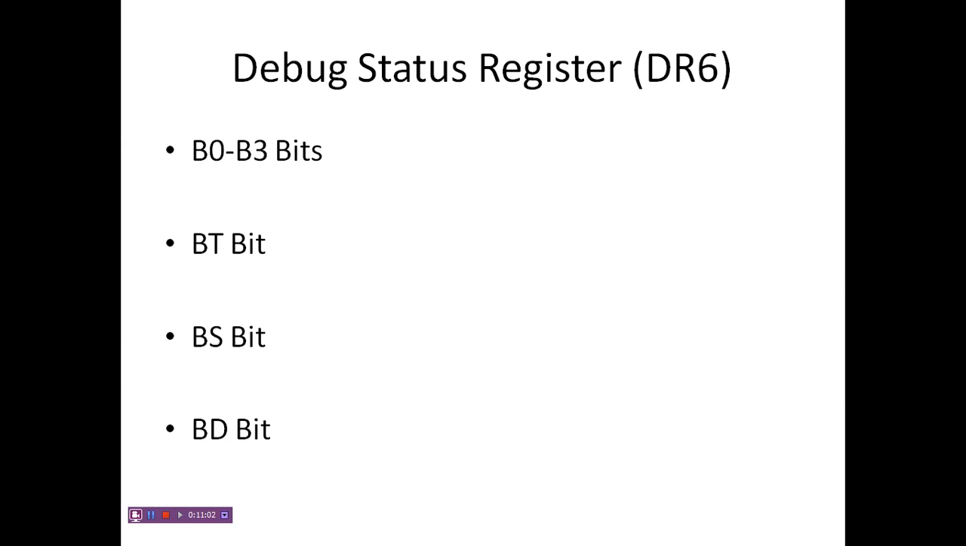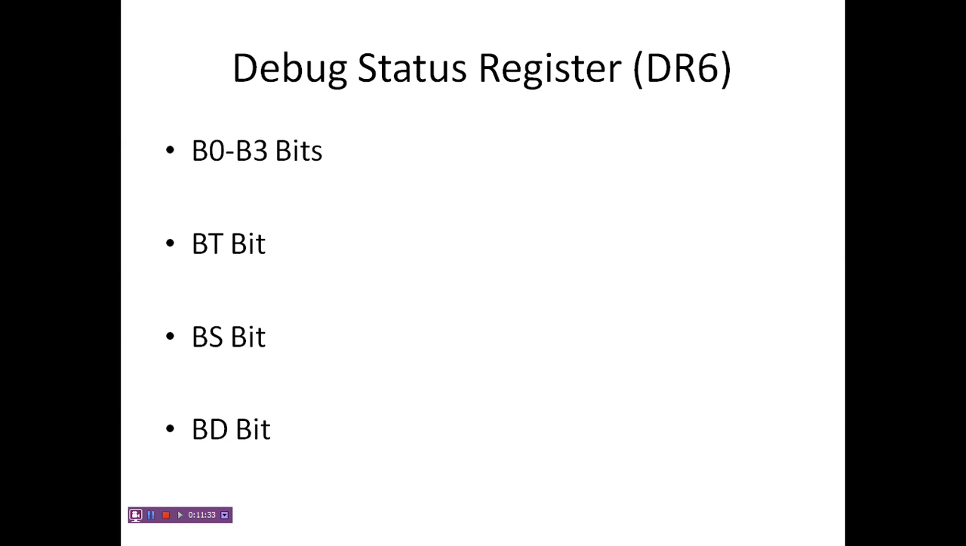The BT bit is associated with the T bit, that is the trap bit of the TSS. The processor sets the BT bit before entering the debug handler if a task switch has occurred and the T bit of the new TSS is set. There is no corresponding bit in DR7 that enables or disables this trap. The T bit of the TSS is the sole enabling bit.